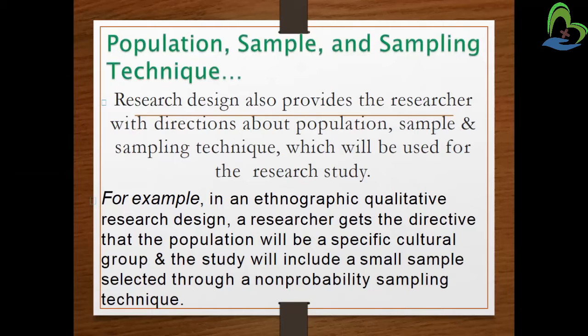Okay, next, research design also provides the researcher with directions about the population, sample and sampling technique which will be used for the research study. For example, ethnographic is a qualitative study design where the researcher gets the directive that the population will be of a specific culture. Ethnographic, okay, a particular culture has been taken and I am going to study that. So that study will include only a small sample. So that can be taken by the non-probability sampling technique. I cannot be available with all of the people at a time, so that can be selected by non-probability sampling.